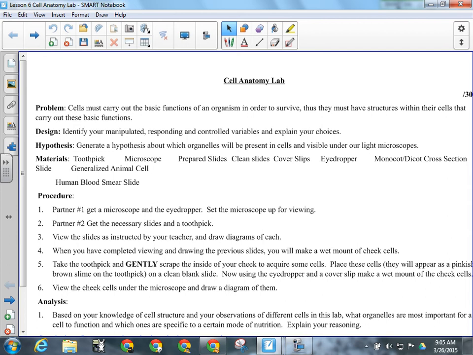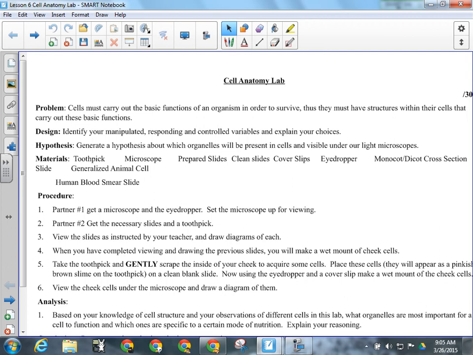Okay, so what we want to look at is what structures are in all the cells we look at. If they're in every single cell, then they must be responsible for carrying out some basic functions. Gee, that sounded kind of like a hypothesis. Had if, and then in it. Scary. Okay, see how important it is to pay attention? All right, so that's what we're looking for.